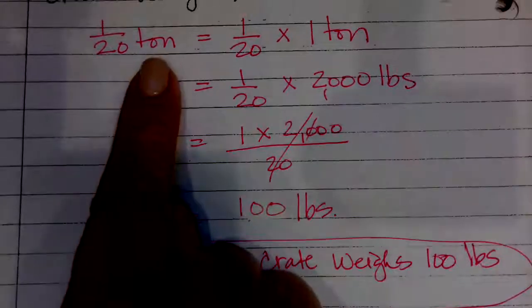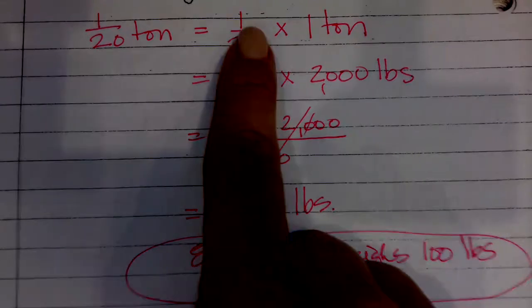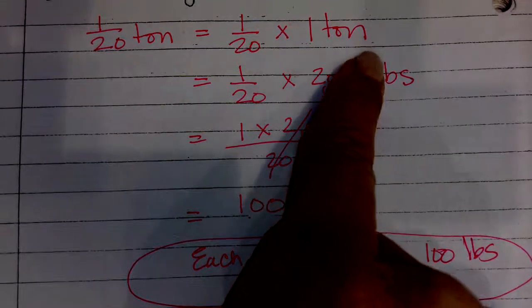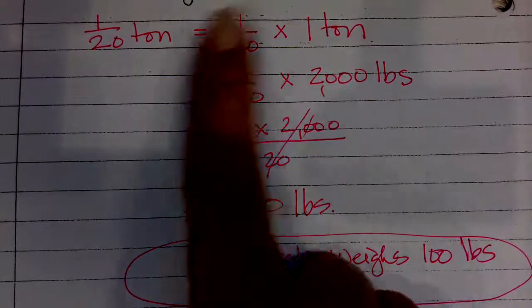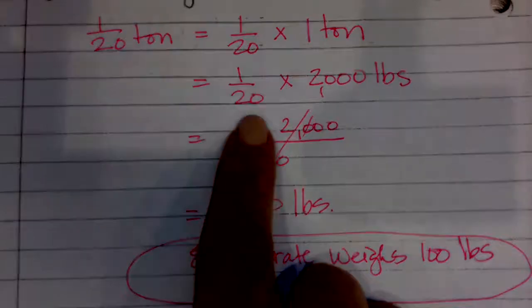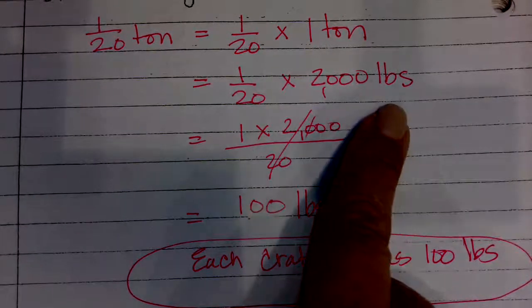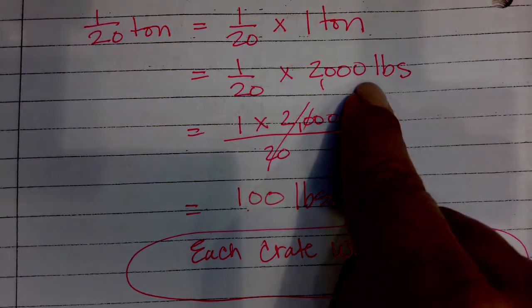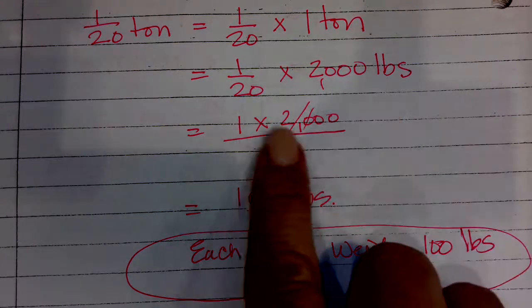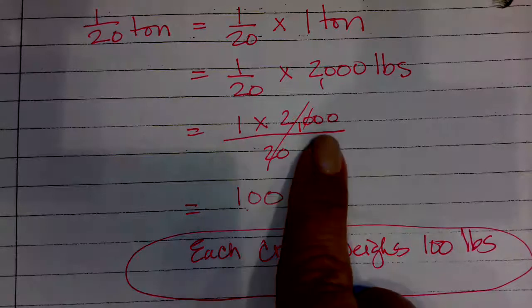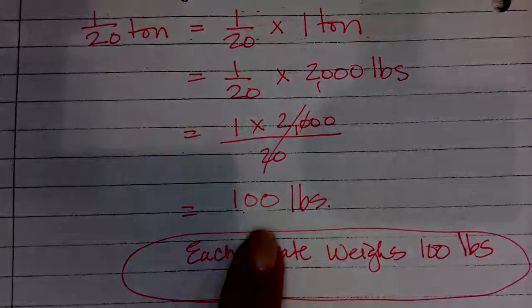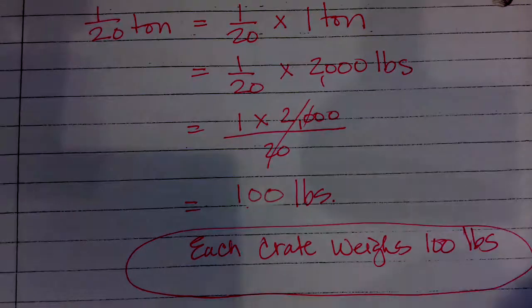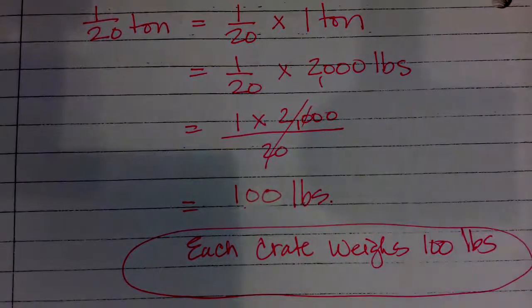All right, so how did you do on decomposing this and converting that into pounds? So 1/20th of a ton is equal to 1/20th times 1 ton. That's decomposing this right here. Then 1/20th times 2,000 pounds, because we're replacing the tons with pounds, right? That's our conversion. That's where it happens. 1/20th times 1 times 2,000 over 20 comes to 100 pounds. Each crate weighs 100 pounds.